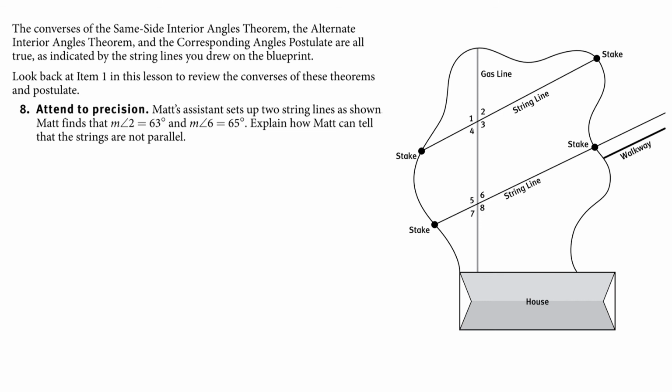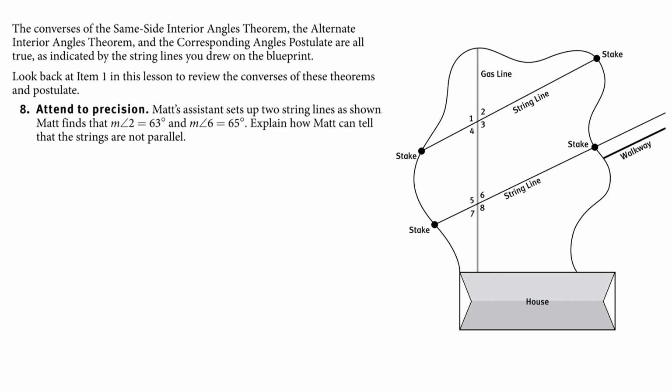Number 8. Matt's assistant sets up 2 string lines as shown. Matt finds that the measure of angle 2 is 63 degrees and the measure of angle 5 is 65 degrees. Explain how Matt can tell that the strings are not parallel. So what I want you to do is think about this, pause your video, and go ahead and write down an explanation for this. And then we'll go over it.